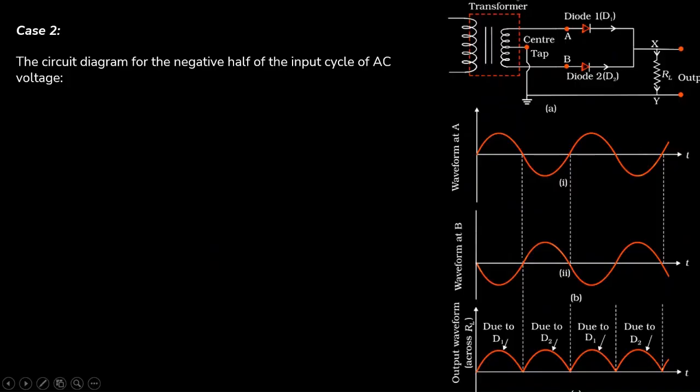As the conclusion, for the positive half cycle, D1 will conduct. For the negative half cycle, D2 will conduct. Let us see once again. For the positive half cycle, diode D1 will conduct. For the negative half cycle, diode D2 will conduct. Again, it repeats. Okay, thank you.